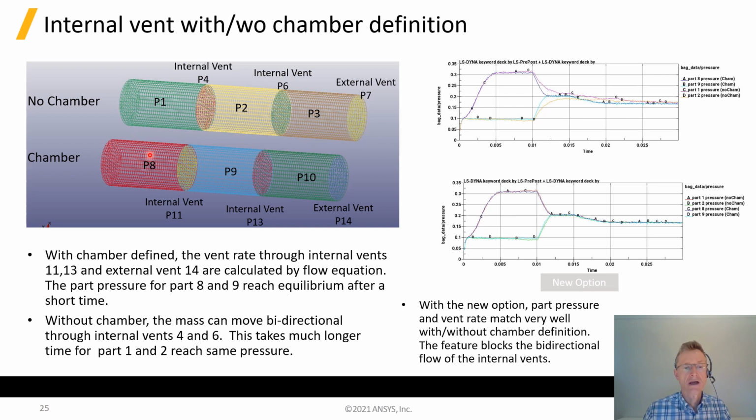the airbag. So in this case, we have chambers with an internal vent between. In that case, the new option enables, once the vent breaks away, the pressures in the two chambers to come together very quickly and accurately. And there's another use case where chambers have not been defined, and when the vent breaks away, there can be bi-directional flow between the two chambers.